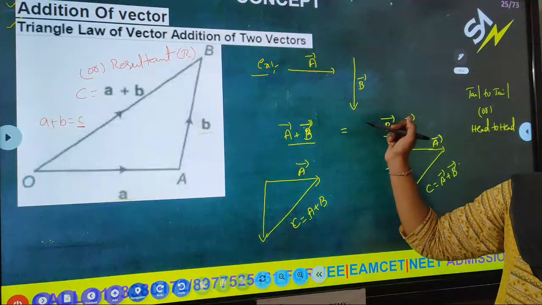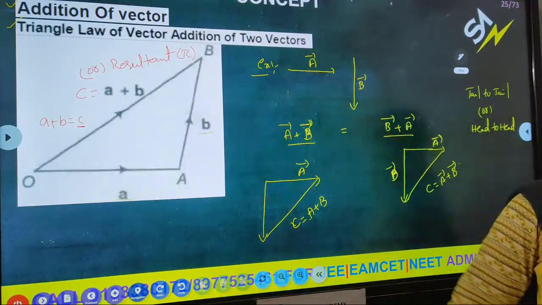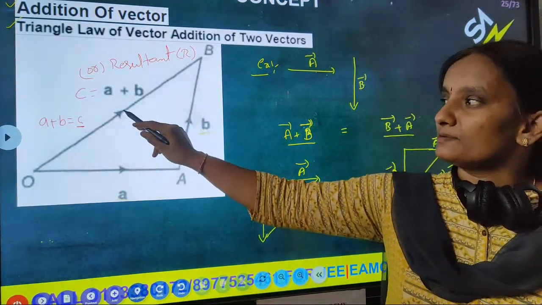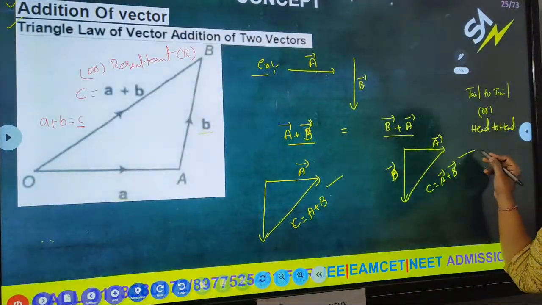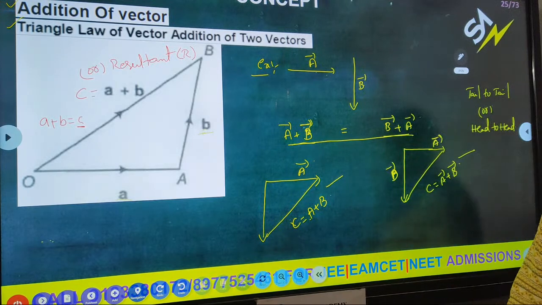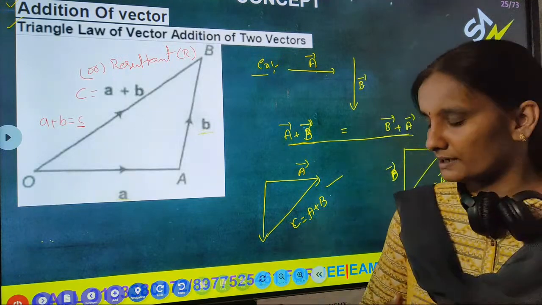So we just checked how to connect the vectors by using the triangle law. Here these two vectors' resultant is the opposite side of the triangle. That way we have connected, and it follows the commutative law, that is A bar plus B bar is equal to B bar plus A bar.